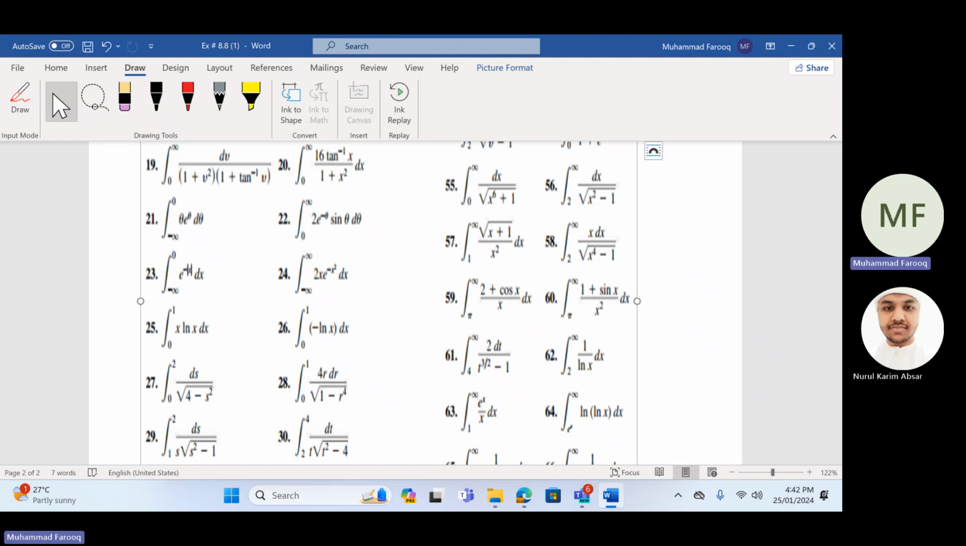Because of the factor 1 over x squared, so because it's 1 and 1. So this one is small. Okay, this one is big.